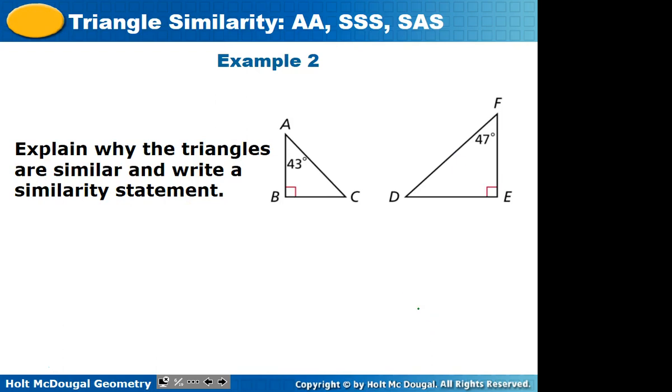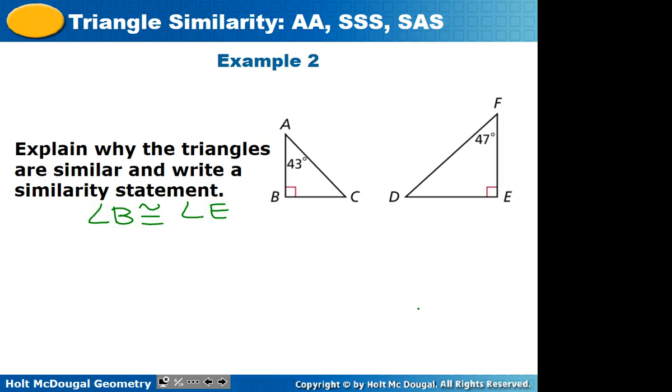The next problem is example 2. This one says explain why the triangles are similar and write a similarity statement. So on this one again we can see that angle B is congruent with angle E, and we have in the left triangle a 43-degree angle and in the right triangle a 47-degree angle.